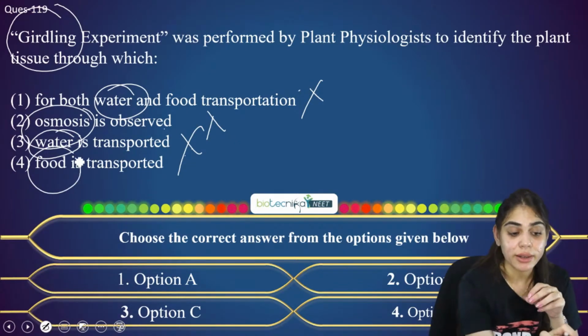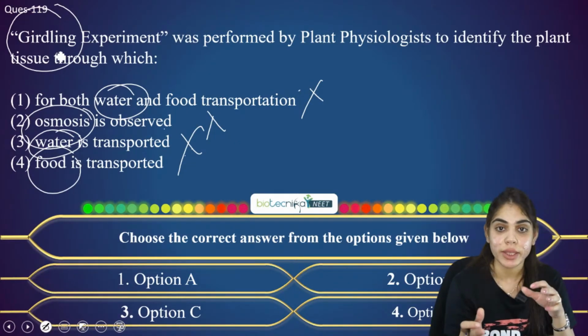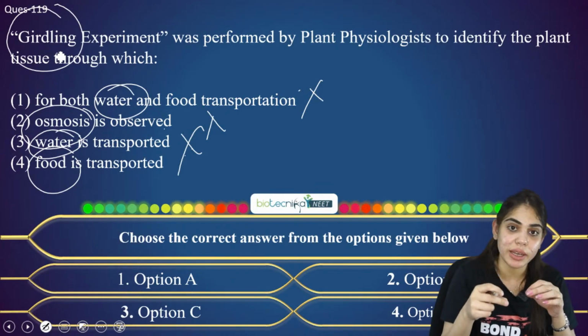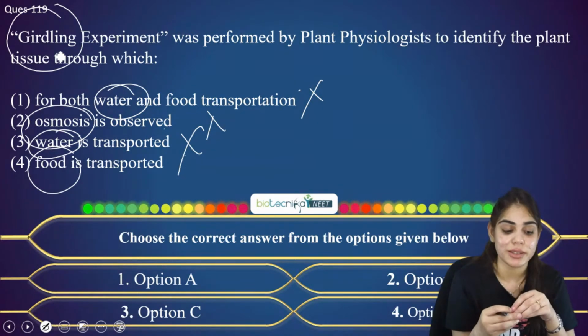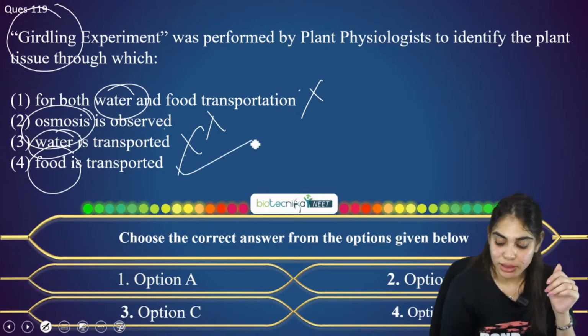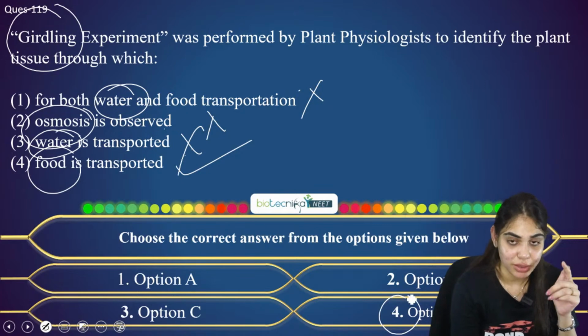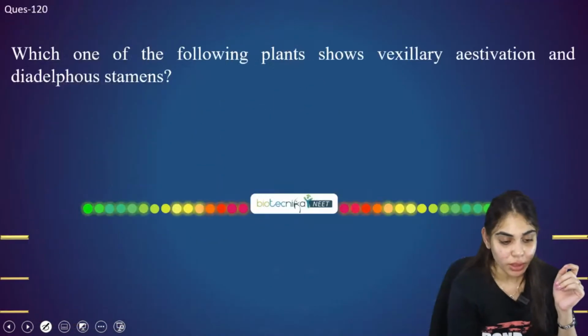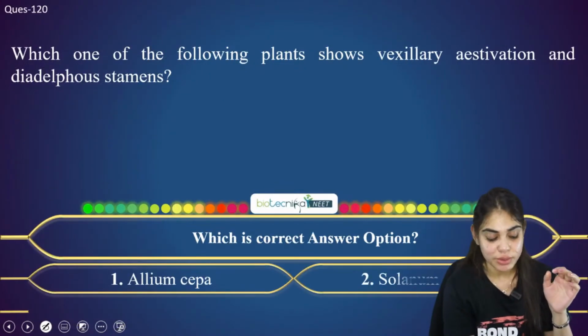But what did we say? Girdling experiment, it is for phloem. That means it proves the translocation of food in phloem, it is unidirectional. It is taking place by phloem itself. So food is the right answer. That is option 4 is the right answer for this question. That is the 19th question under botany. Now let's see question number 120.